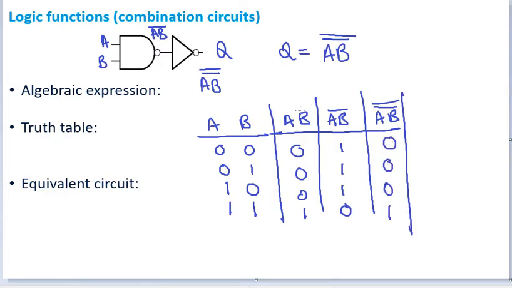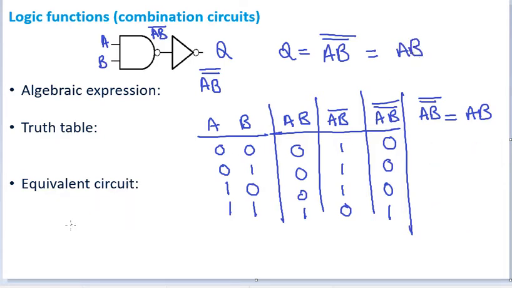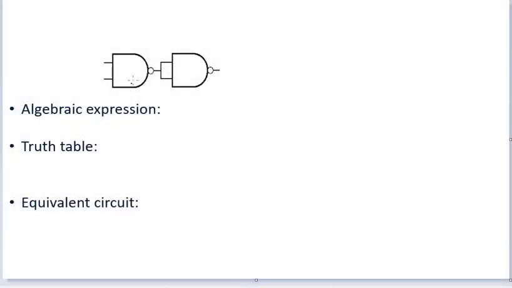You can see here that AB and AB NOT NOT are the same as each other. So actually, if you NOT anything twice, it's equal to itself. So you can say that Q is equal to A and B. So the equivalent circuit would just be an AND gate. Let's quickly have a look at another example.